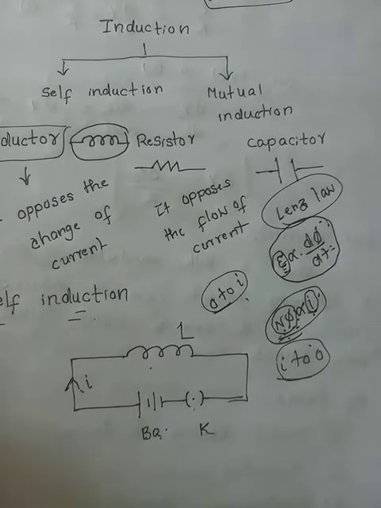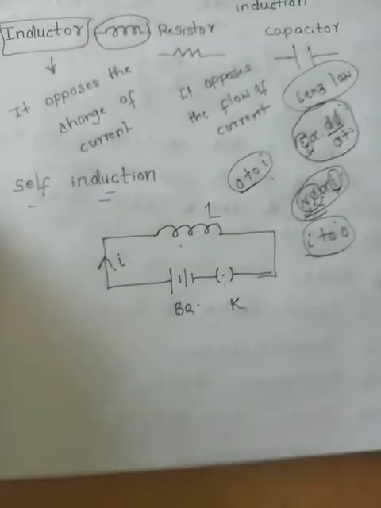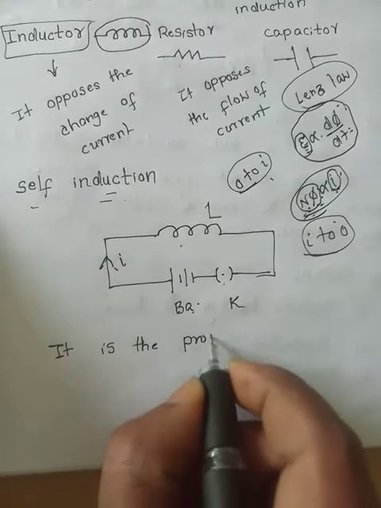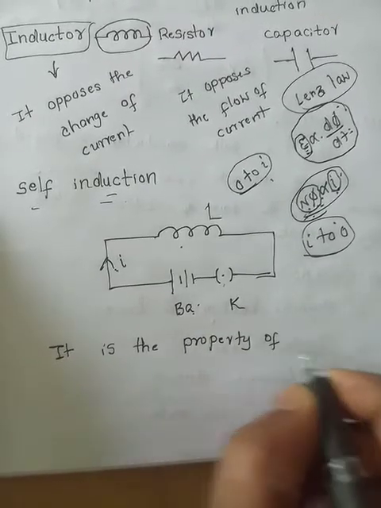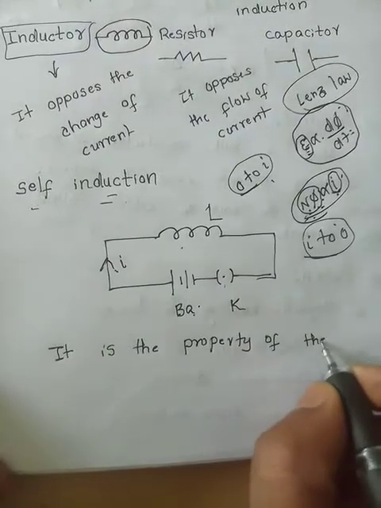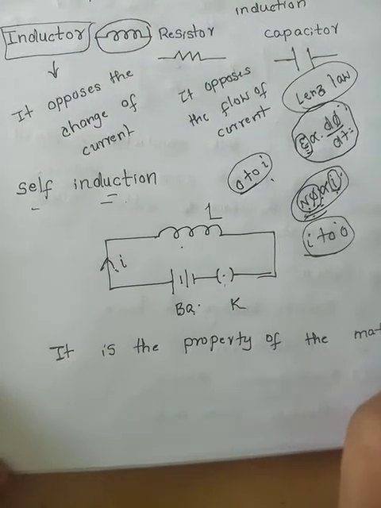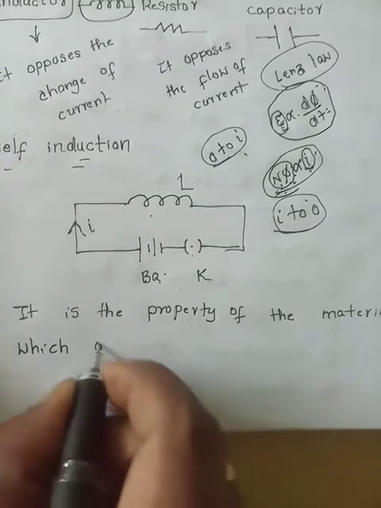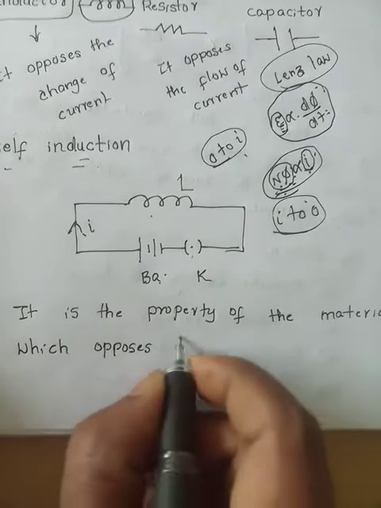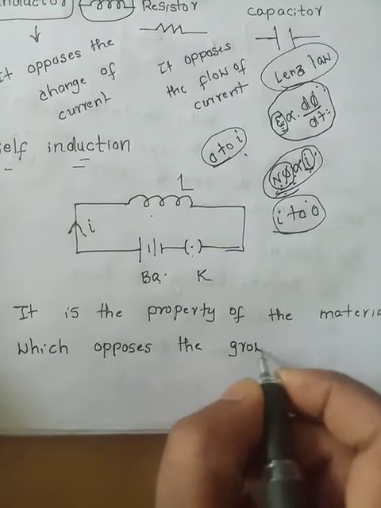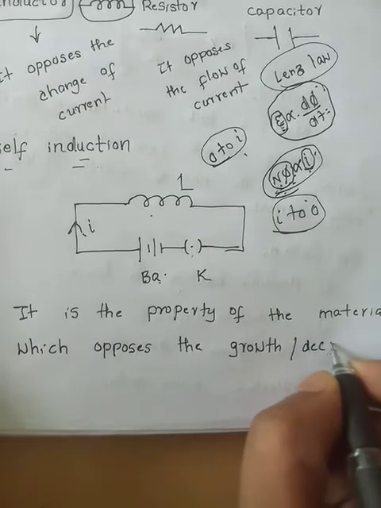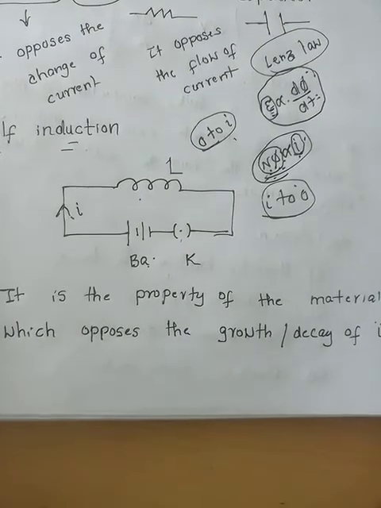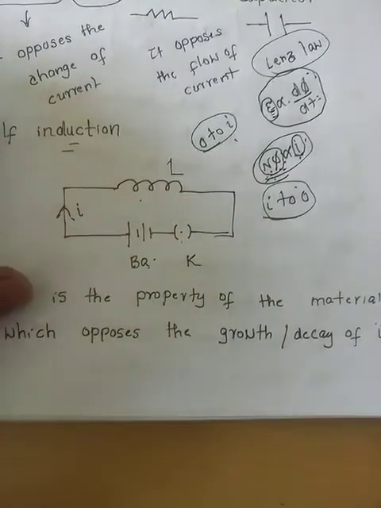So how can we define the statement of self-induction? It is the intrinsic property of the material which opposes the growth or decay of current, which means it opposes the change of current. That is called what? Self-induction.